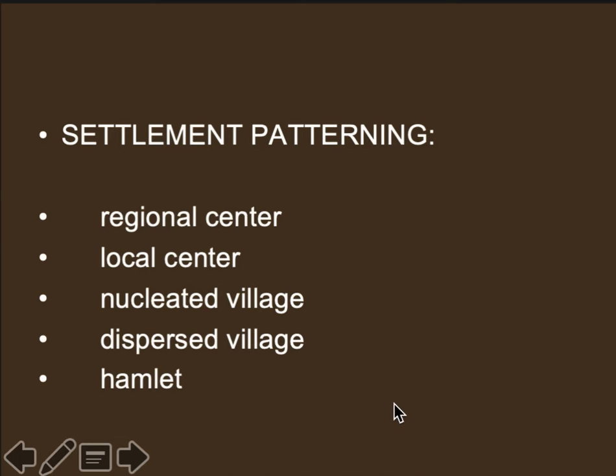So there are different kinds of size sites, right? Centers, so you could have a city, maybe a smaller city, a village, a very small village, like a dispersed village, a tiny hamlet, right? Maybe only 50 people in it or something like that.